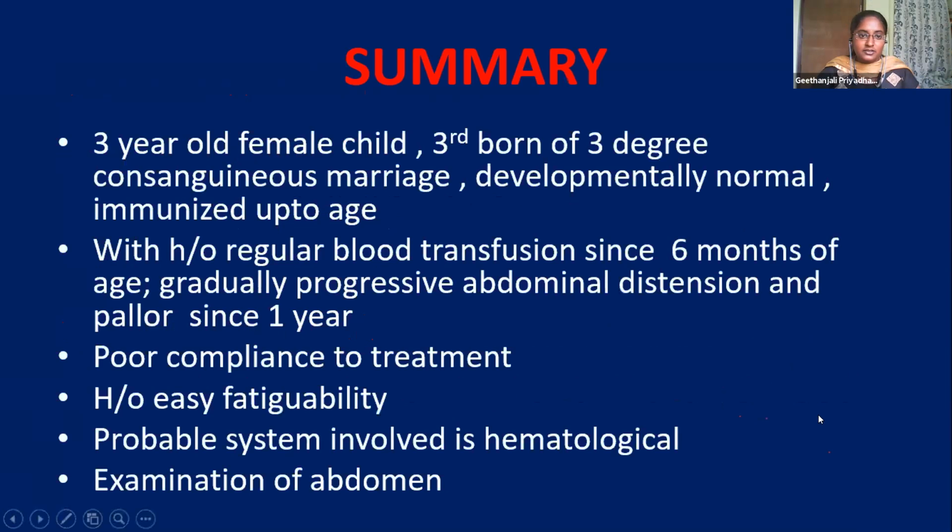Summary. A 3-year-old female child, third born of third degree consanguineous marriage, developmentally normal, immunized up to age, with history of regular blood transfusion since 6 months of age, gradually progressive abdominal distension and pallor since 1 year, with poor compliance to treatment. Comes with history of easy fatigability. The probable system involved is the hematological system, and I would like to examine the abdomen, sir.